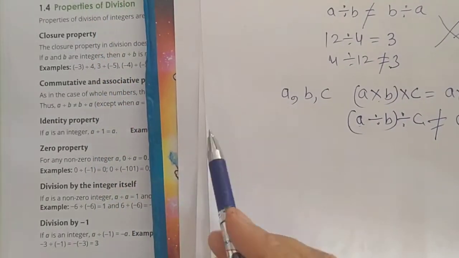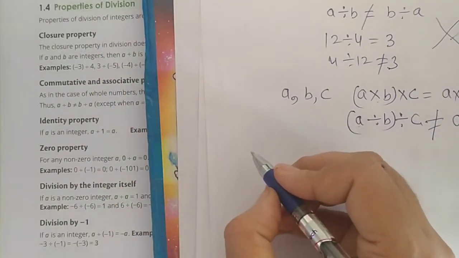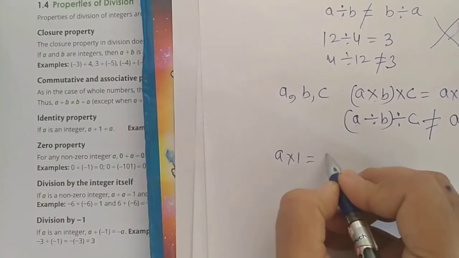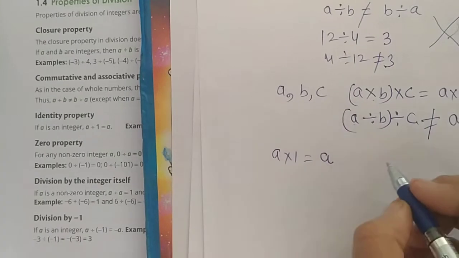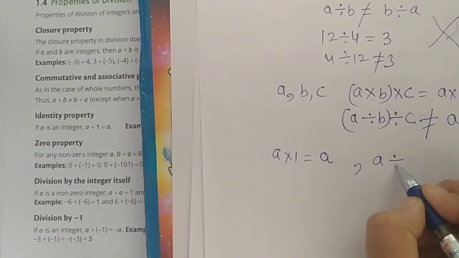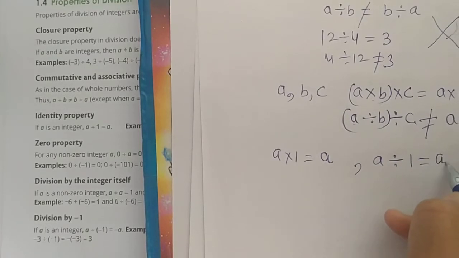Then identity property. For multiplication, it was like this: A multiplied by 1 gives the same answer. Also in division, it is true. When A is divided by 1 it will give answer A.